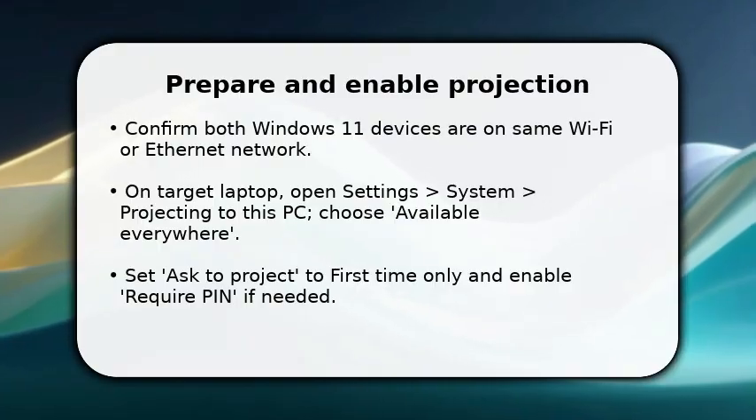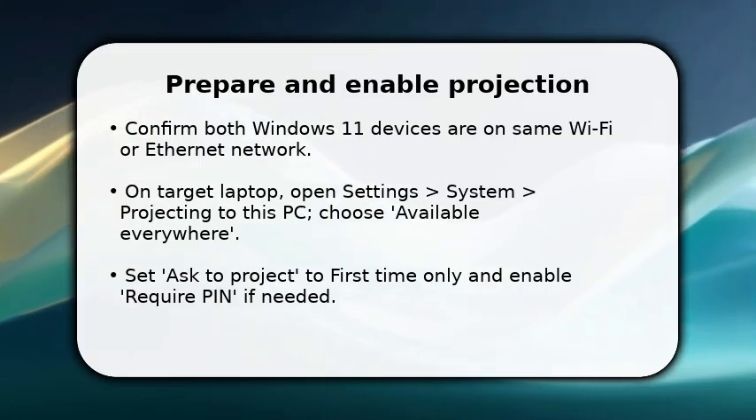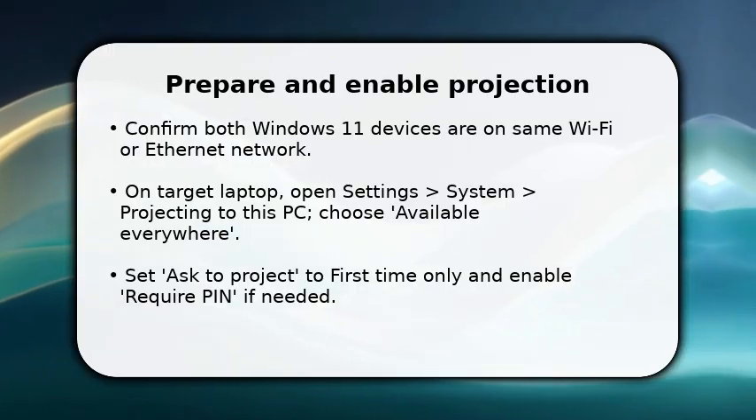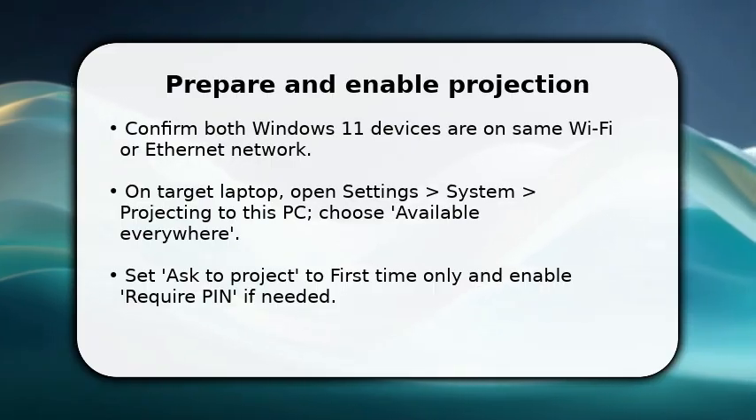You start by enabling the target laptop to accept a wireless display. On that laptop, open Settings, System, Projecting to this PC, and set it to Available Everywhere. This registers the device as a receiver.